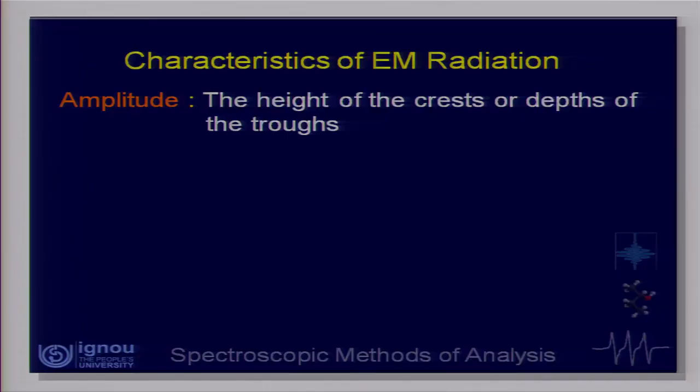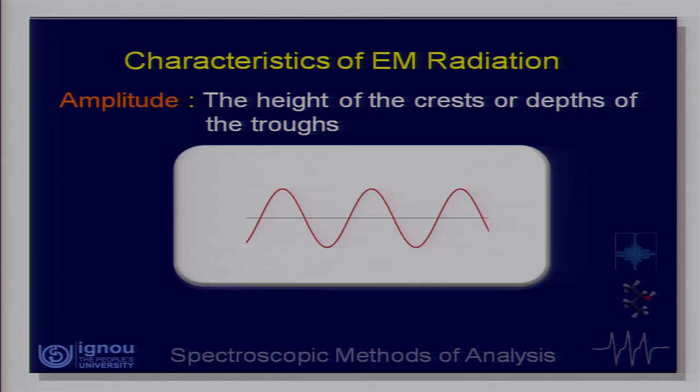As regards the characteristics of electromagnetic radiation, the very crucial first one is the amplitude. Amplitude basically refers to the height of the crests or depth of the troughs. Essentially, we have a wave which is propagating like this. I am showing only one component of that, say the electrical component here. This is the height of the crest here, and this happens to be the trough, so this is the depth of the trough. Either you express it in terms of height or depth, all of this refers to the amplitude, essentially the height of it in a way.